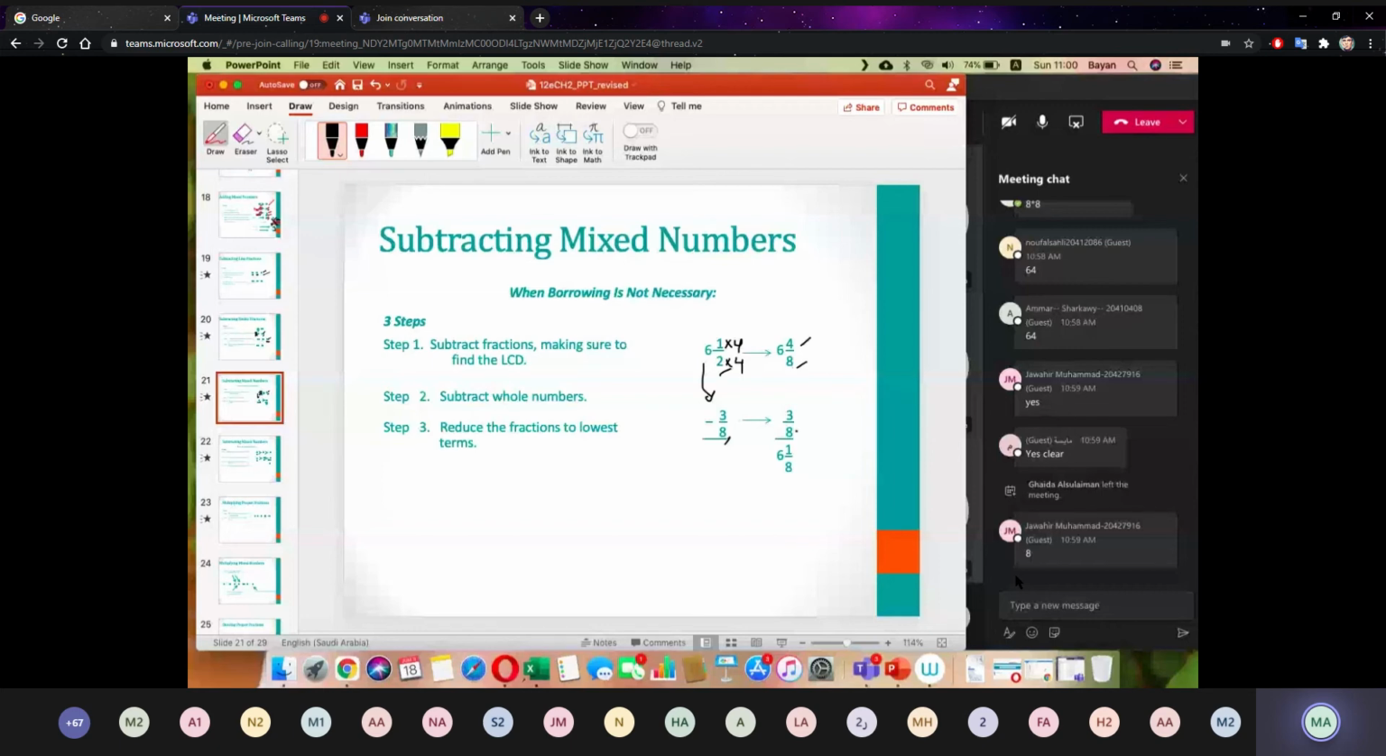So 4 minus 3 is 1. And we have the denominator here, 8. So we drop the 6 here. Clear?